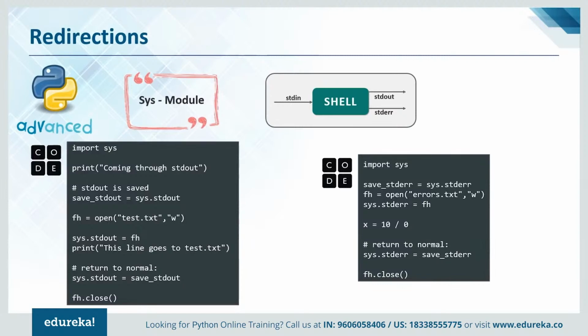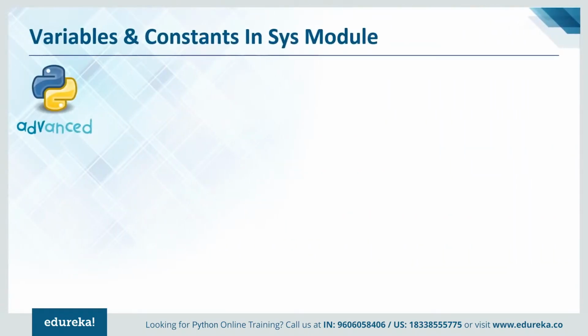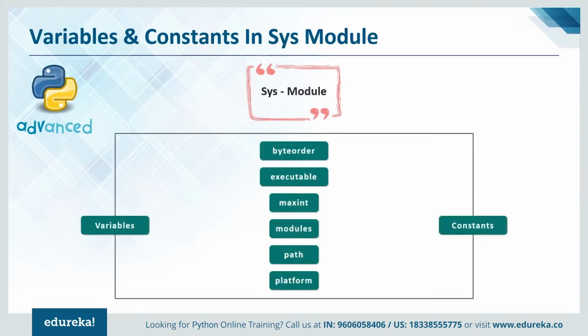Check out the following example. Here I show how you can redirect the standard errors into a particular file. It's almost simple, and all we're doing is using sys.stderr to save the error state of that particular case. Simple, right? So next, let us check out some interesting variables and constants that are present in the sys module. Guys, you have many here, and let me quickly walk you through a few.